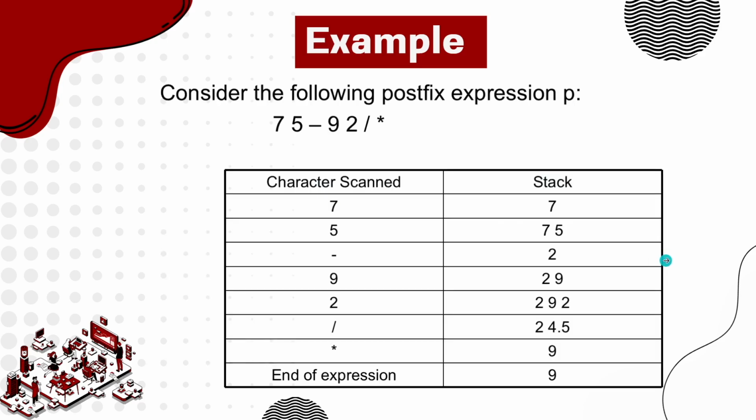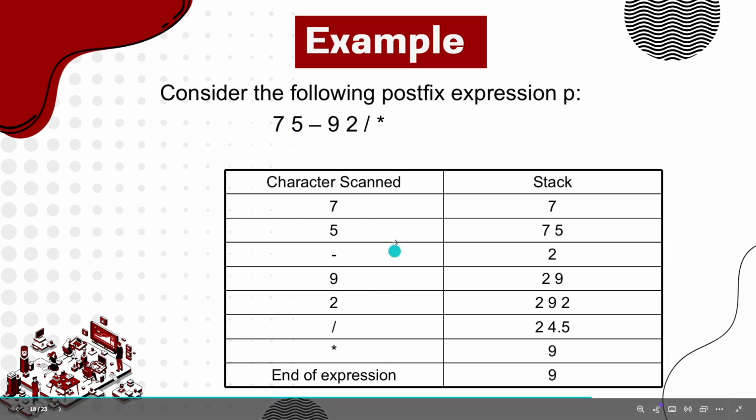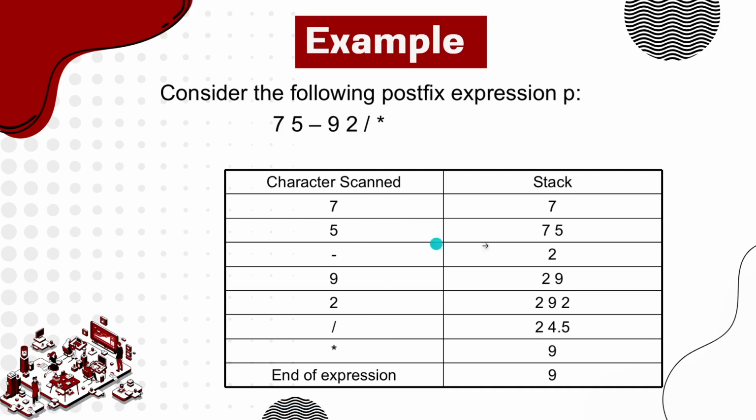And here I have given one more example. We have the given postfix expression 7 5 minus 9 2 slash star. So, we have placed it for processing. 7 and 5 are operands, so they are pushed onto the stack one after the other. When we encounter minus, we pop both of them and perform the operation. So, the result is 2, which is pushed in.